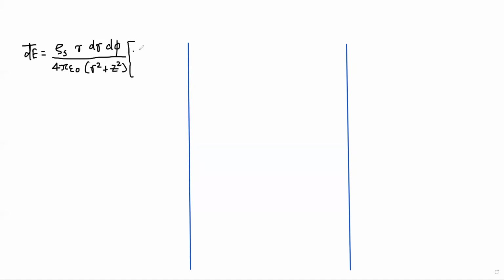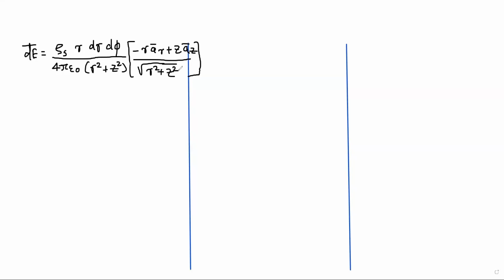Then, minus r a bar r plus z a bar z divided by under root r square plus z square.